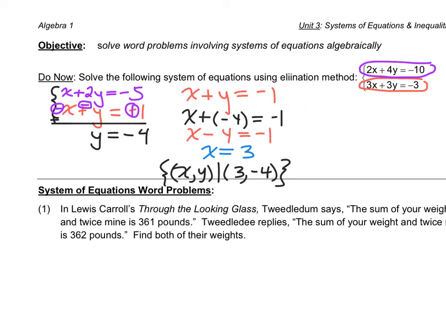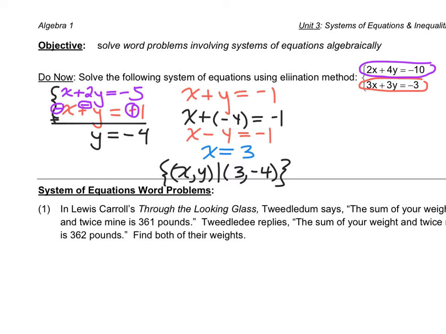All right, so word problems is really just applying what we were learning to a particular situation, but as we know from previous cases, we need to define our variables. So, Lewis Carroll's Through the Looking Glass, Tweedledum says the sum of your weight and twice mine is 361. And Tweedledee replies, the sum of your weight and twice mine is 362. Find both of their weights.